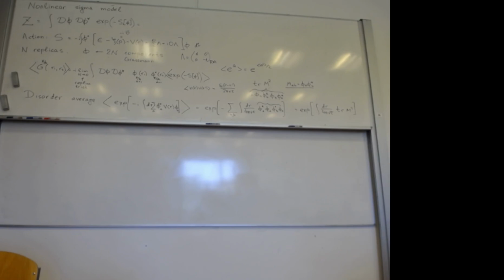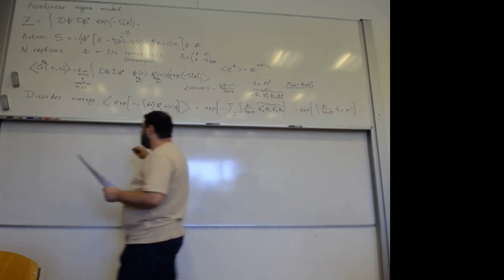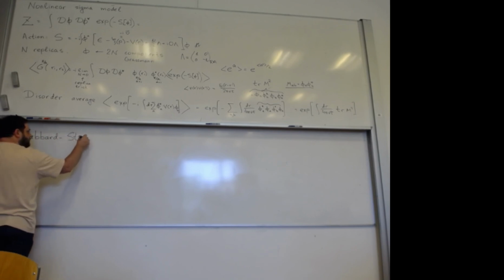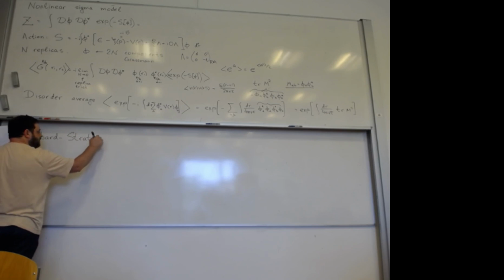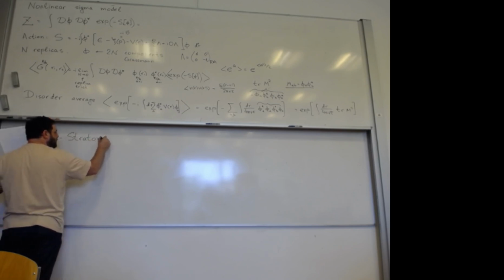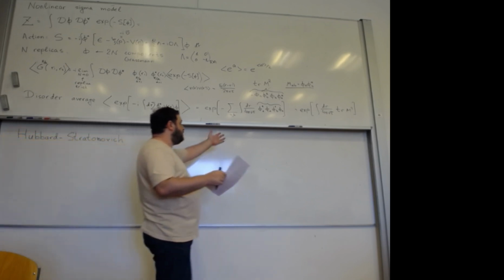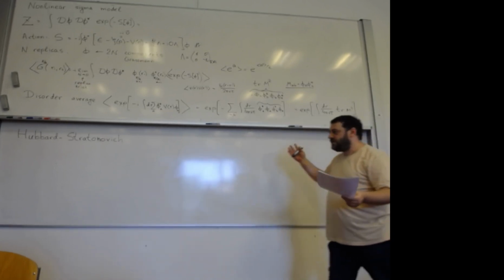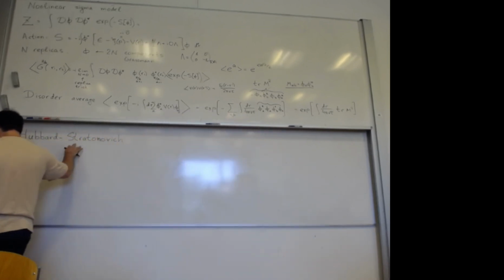Okay, so the next step in deriving the sigma model is the Hubbard-Stratonovich transformation. After averaging, we have our interacting system, so now we want to make it non-interactive once again. The Hubbard-Stratonovich transformation is the following thing.